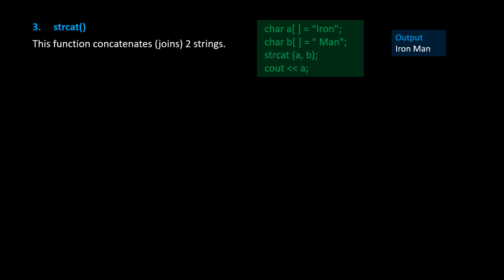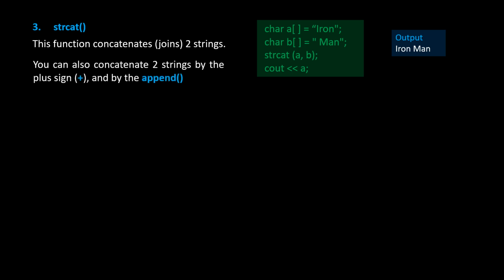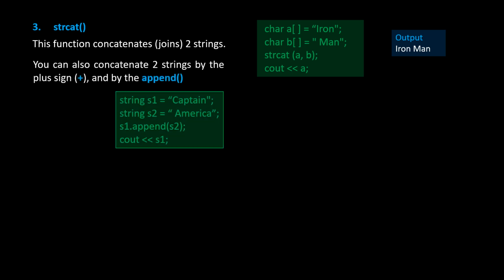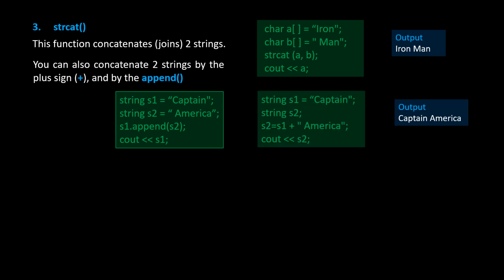You can also concatenate two strings by the plus sign and by the append function. In this example, we have string s1, string s2. We append them by the command s1.append s2. Joined string is stored in s1 and is displayed. Similarly, using plus sign, we concatenate s1 with a text in quotes and store it in s2. Then s2 is displayed. Number 4.